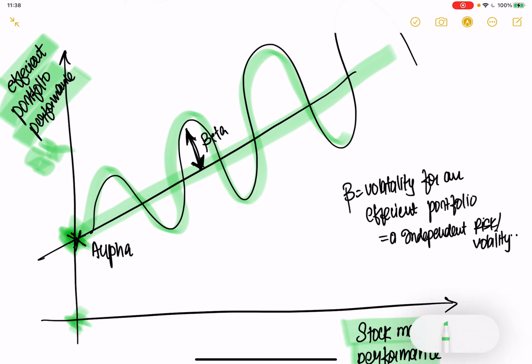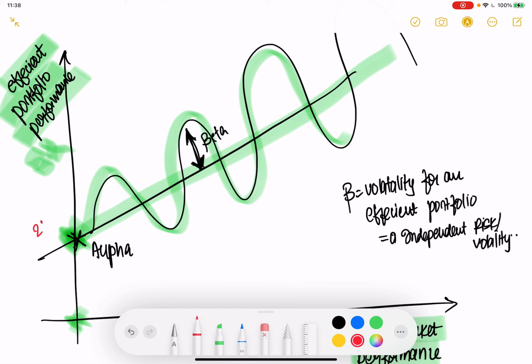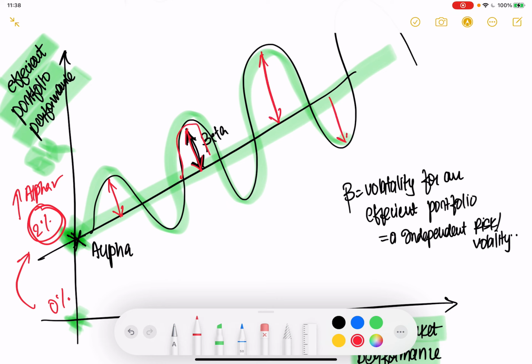If your portfolio performs 2%, that means when the market returns 0%, your portfolio gives 2%. So higher the alpha, the better, right? And given that this is an efficient market, this variation, this movement, is the beta of the portfolio, right? So beta is basically how much it deviates, how volatile it is compared to the market.